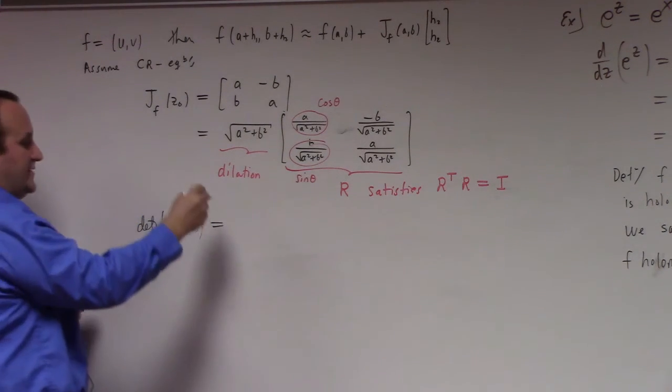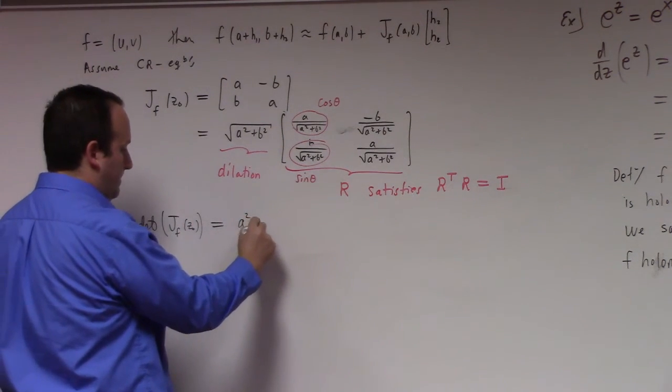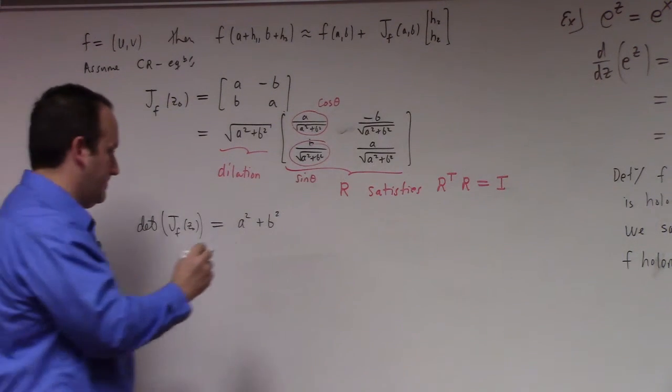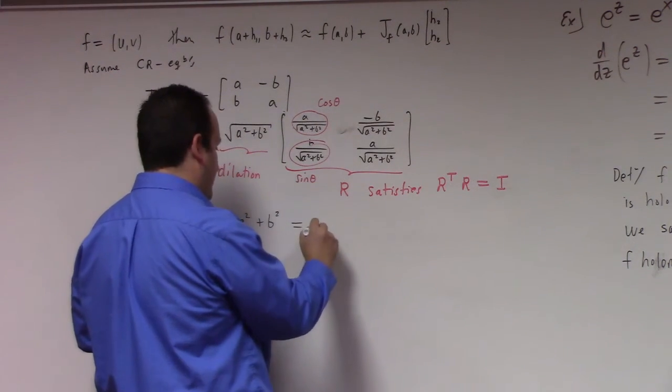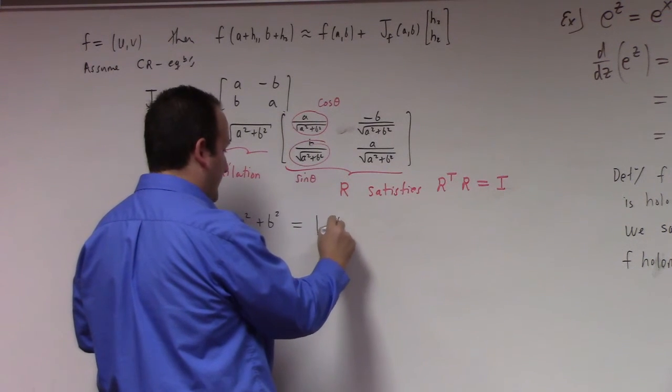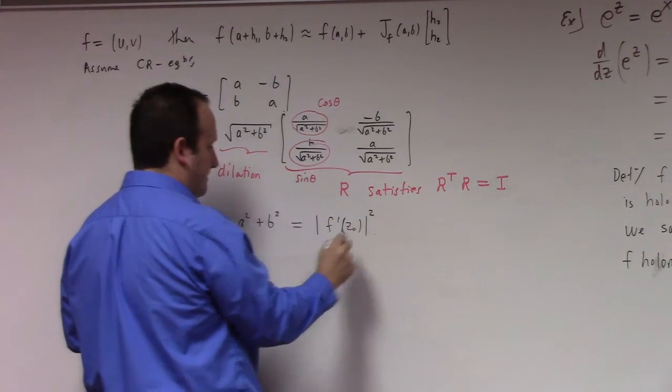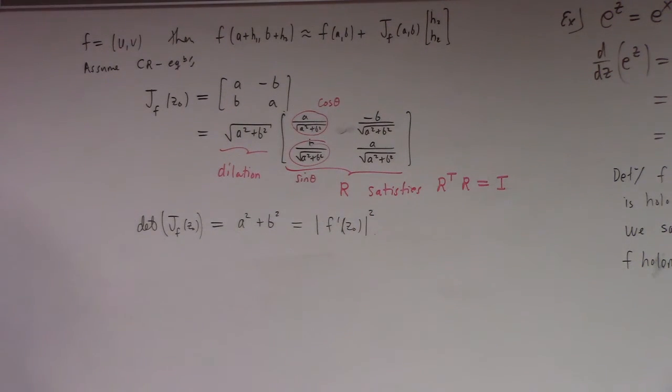I'll use the AB notation. It's a squared plus b squared, right? What is that in terms of the complex derivative, though? I submit to you that that's exactly the modulus of f prime of z naught, squared. So the determinant of the Jacobian of a complex differentiable map is simply given by the square of the modulus of the complex derivative.